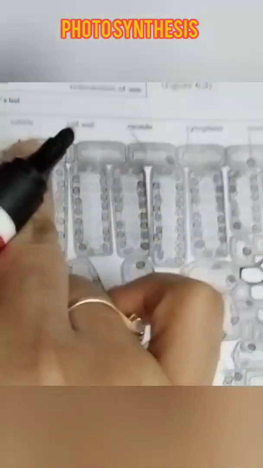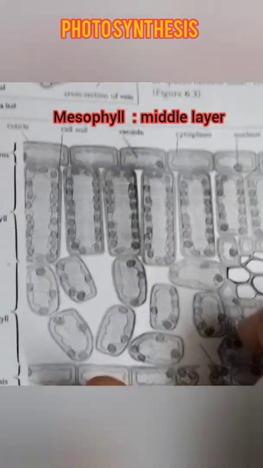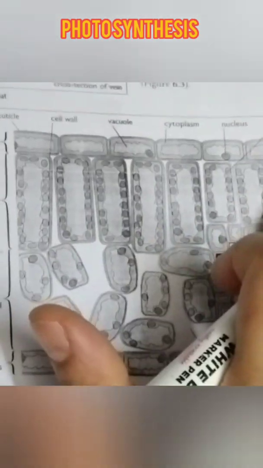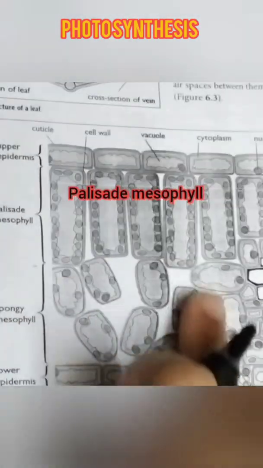These are the two epidermis, this one and this one. This middle one is called a mesophyll. Mesophyll means middle layer. We have two mesophylls here. The one is called a palisade mesophyll. They are arranged in the fence-like order. You can clearly notice they are arranged in the fence-like order. And you have a spongy mesophyll. They are arranged freely. This is spongy mesophyll, and this is palisade mesophyll.